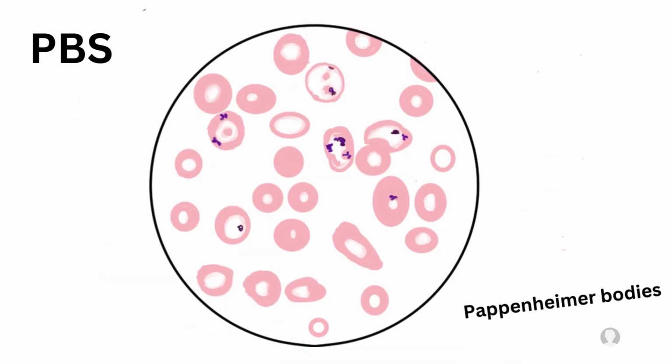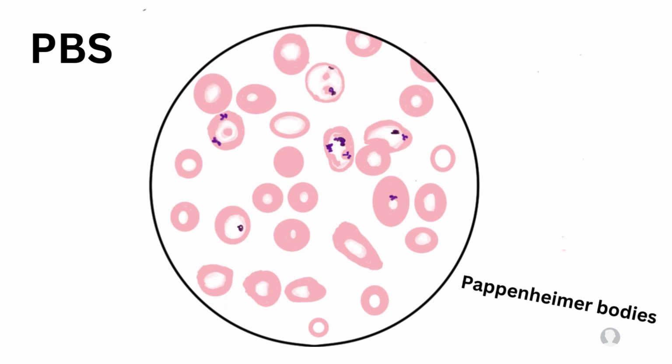Pappenheimer bodies can be seen in sideroblastic anemia. They are iron deposits with irregular clusters of small light to dark granules, seen in the Wright-Giemsa stain. You can also stain this with Prussian blue stain for iron.